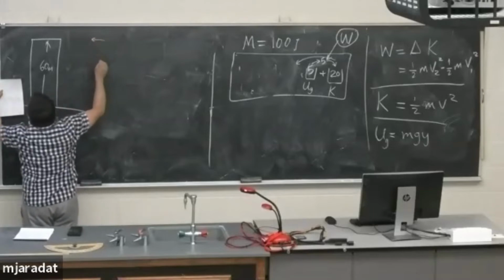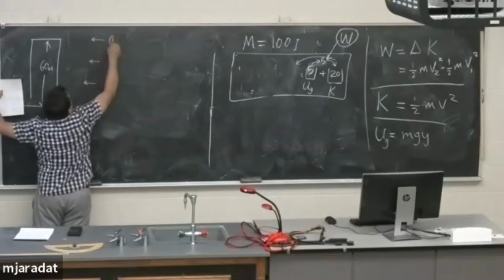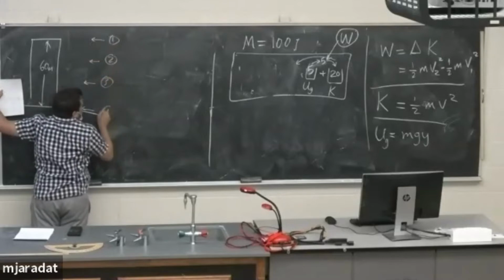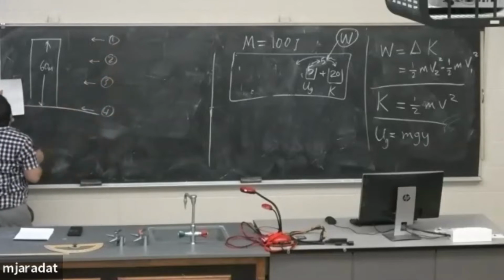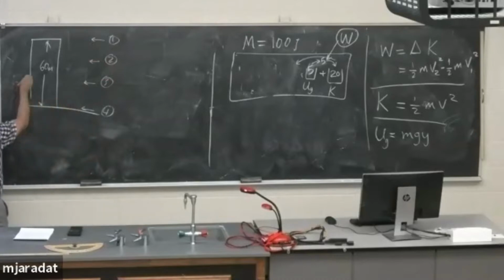1, 2, 3, 4 points. At each point, 20 meters. So this is 20 meters. This is 40. This is 60. This is simple. And this is 0.